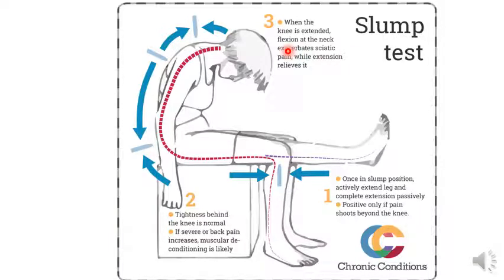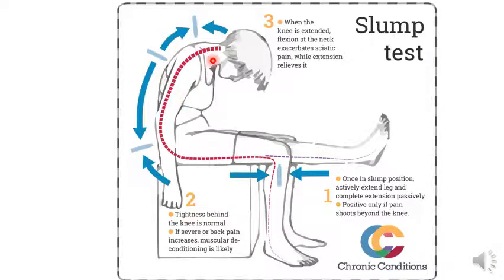The other test which some examiners perform is the slump test. So here what we do is we would ask the person to sit on a table in the slump position, that is with his vertebrae flexed, and we will ask the person to extend his knee. So here you can see the hip is already flexed. We will ask the person to extend the knee and look for any pain during this movement. Okay, if the pain is radiating towards the back.